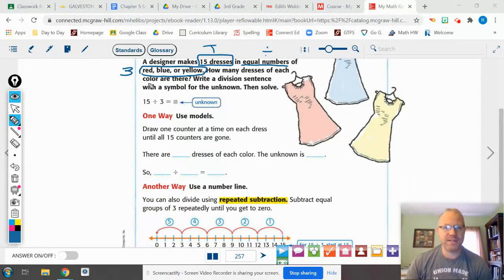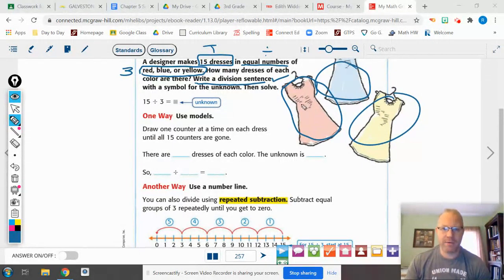How many dresses of each color are there? Write a division sentence with a symbol for the unknown. 15 divided by 3 equals unknown. So here's the division sentence already done for us, so that's checked off. One way to solve this: draw one counter at a time on each dress. Here, just like we did last week, we have 3 groups, or 3 circles, and we're going to put 1 in each circle, or on each dress, until we've used up all 15.